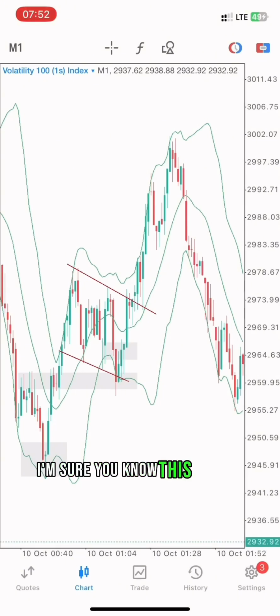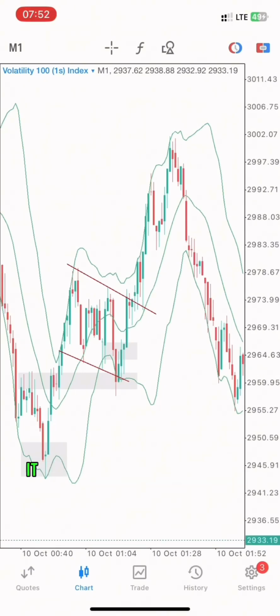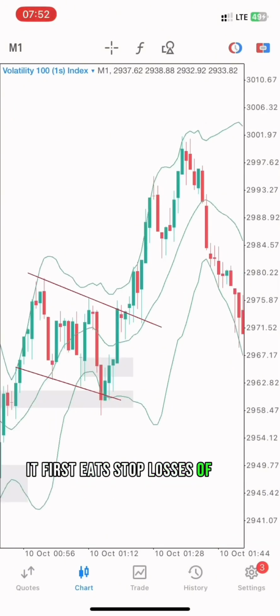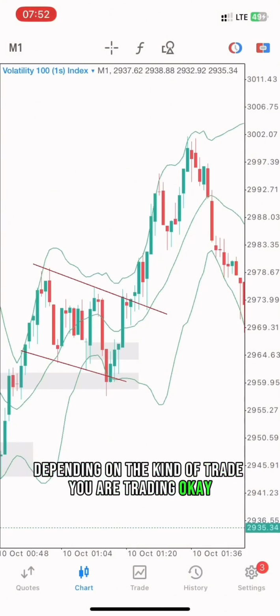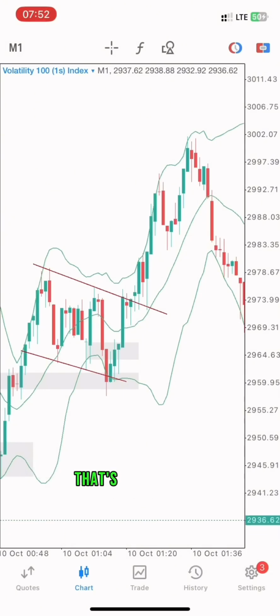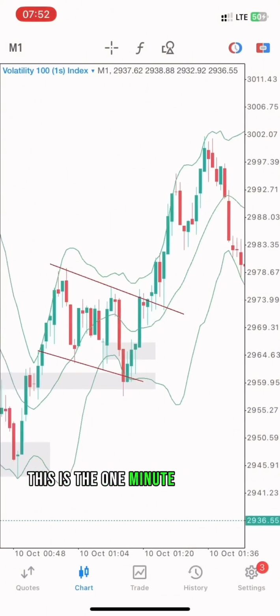I'm sure you know this by now, that the market first hits the stop losses of either the early sellers or the early buyers, depending on the kind of trade you are trading. That's what it does. This is the 1 minute time frame.